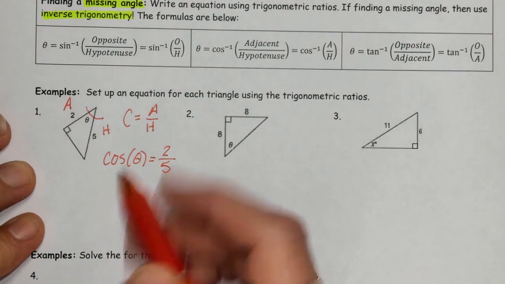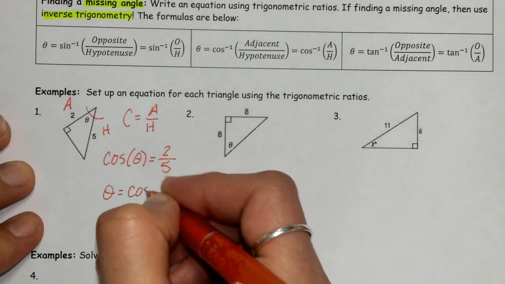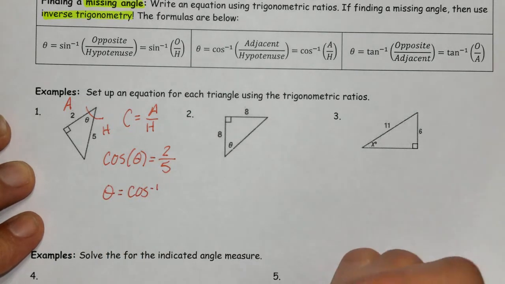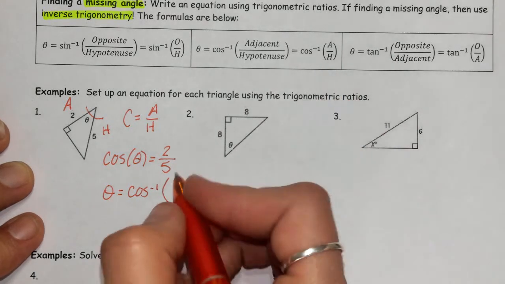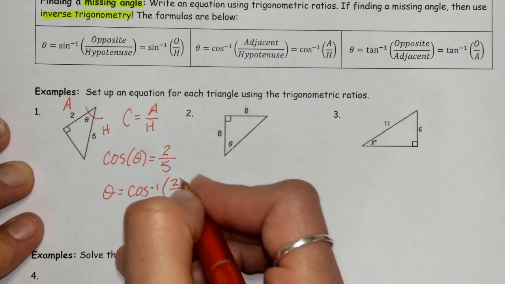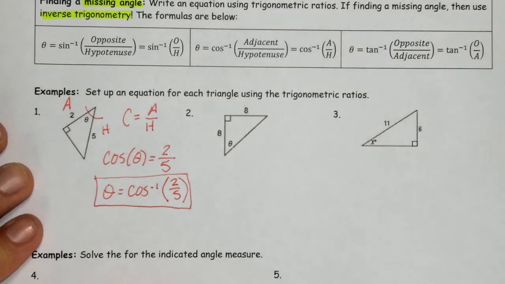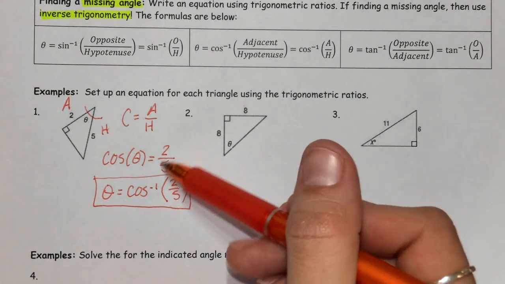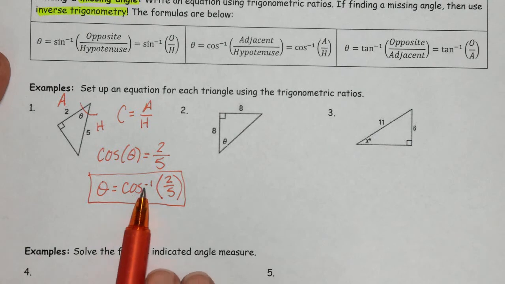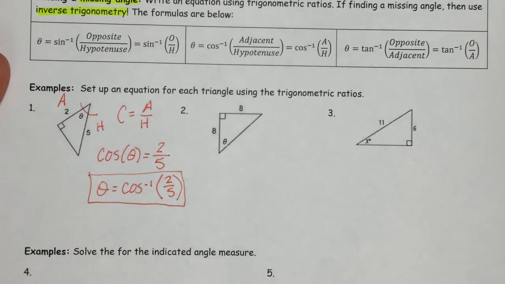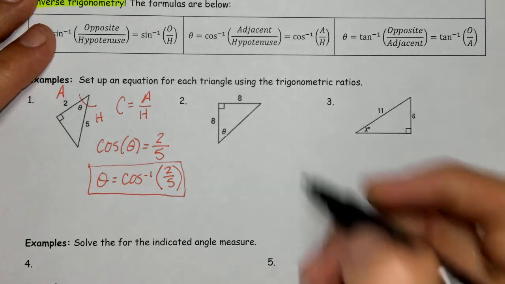So all we're doing is we're going to leave theta by itself. And when we move that cosine to the other side, we have to put this little -1 exponent. And then in parentheses, it shows you right here, we're going to write that fraction 2 over 5. Okay, and there's your equation. You're done. Bam. And honestly, if you set it up like this, this is correct as well. But we do want to see this, if I ask you for the equation. That way you can see we know that you're using that -1 in the calculator, which I'll show you in a little bit.